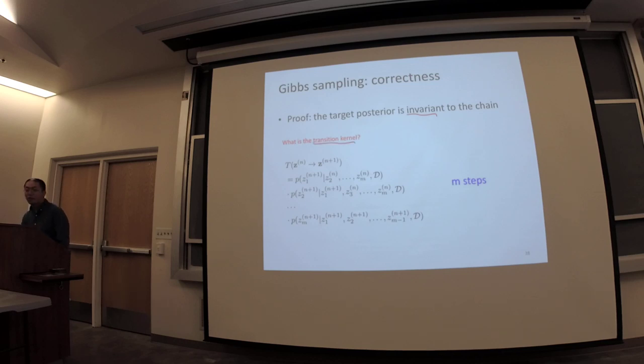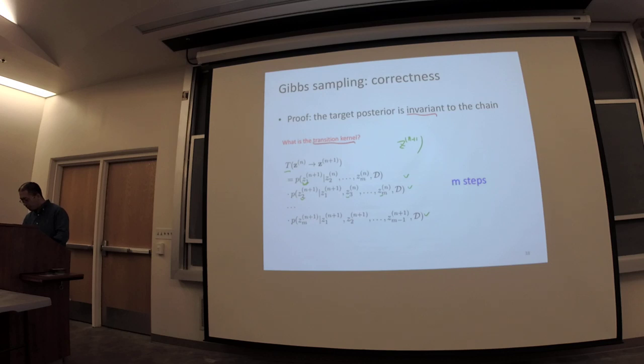So first we need to figure out what the transition kernel is. To fulfill a transition kernel, you have to conduct m steps if your latent random variable z has m components, right? I'm going to first sample z1 plus 1 given z2, z3 to zm. And then given z1 plus 1, z3 to zm, I'm going to sample z2 plus 1. I'll continue this step m times to go through all the components to generate the whole new vector z plus. So actually my transition kernel is the product of these m conditional posterior probabilities.